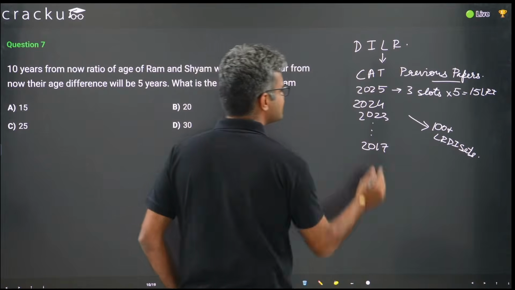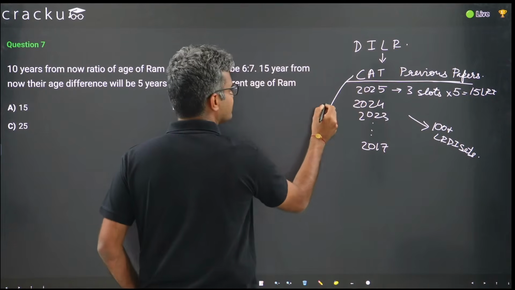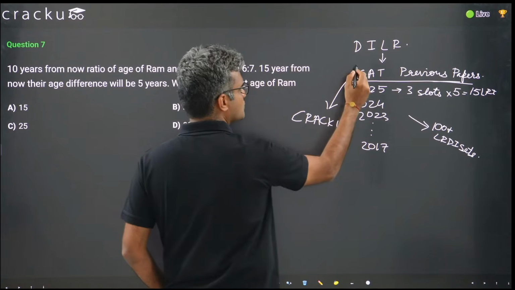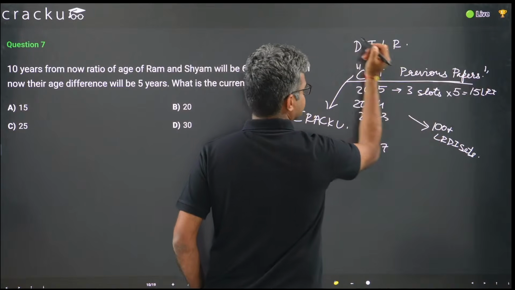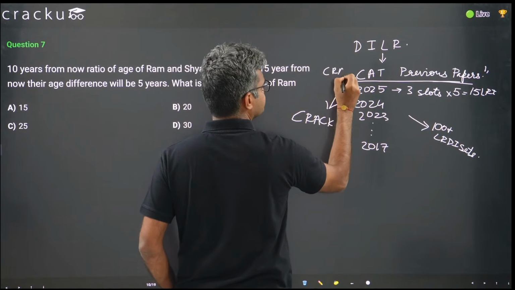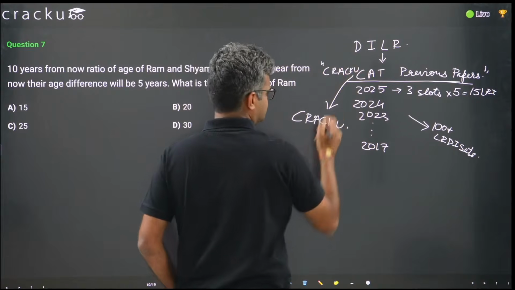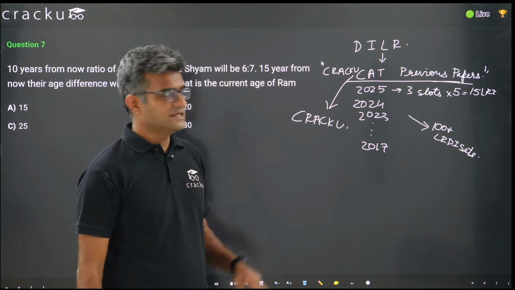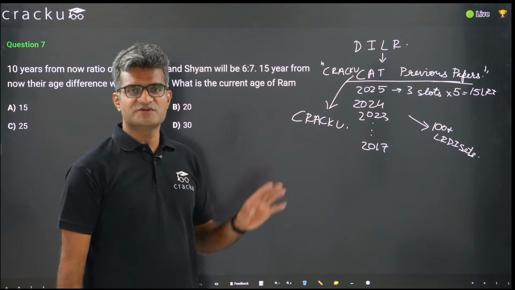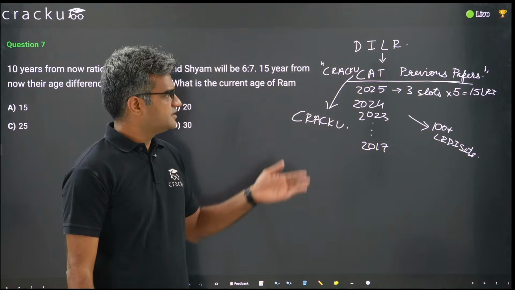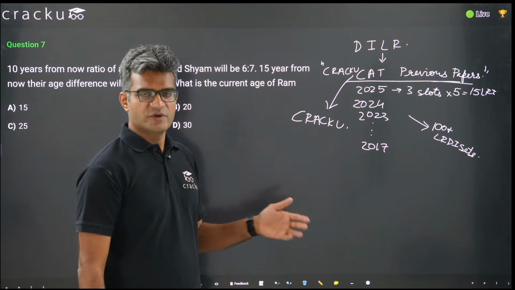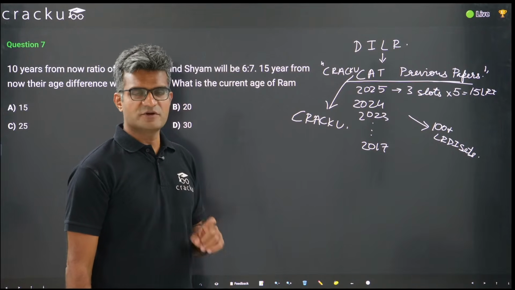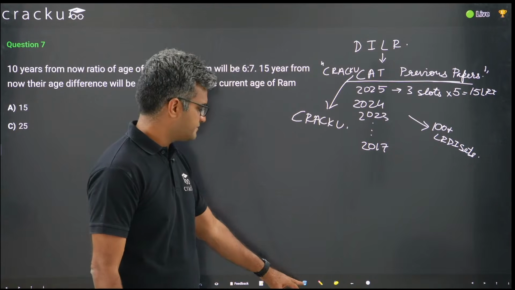You can get all of these LRDI sets completely for free on the Cracku website. Just Google search Cracku CAT previous papers, download these PDFs and start solving the LRDI sets. In the PDF itself, you will have a link for the video solution, which I think is very nice and very cool. So after any LRDI set, if you're stuck anywhere, you can go through the video solution, which is also completely available for free. I think this is the best way in which you can start your CAT preparation, especially if you're a fresher.